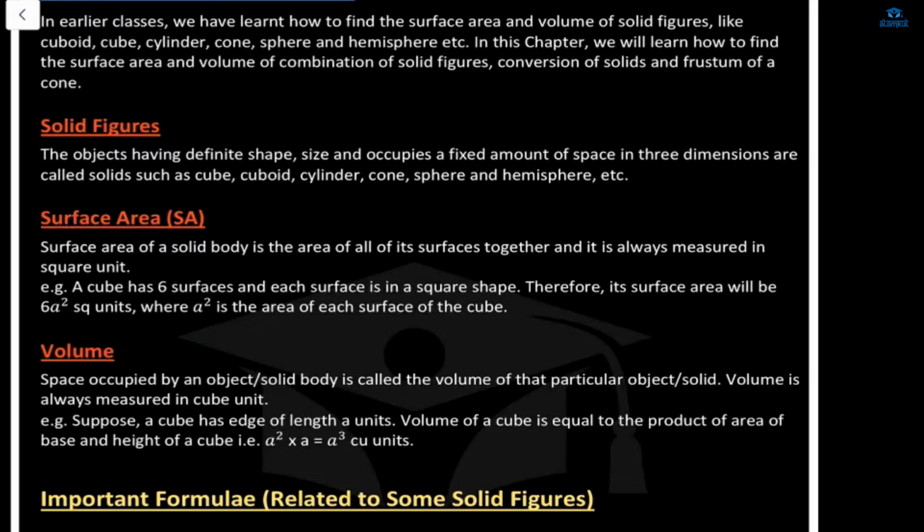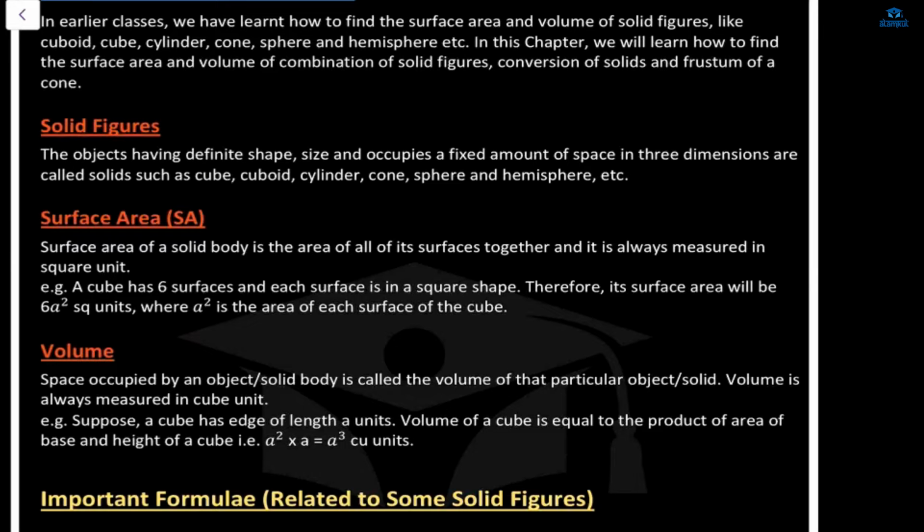The cuboid is the three-dimensional form of a rectangle. Cylinder: if you rotate a rectangle in a circular form, you form a cylinder. A cone, if you cut that cone from the top, you'll get a frustum. Sphere: if you cut the sphere into half, then you'll get a hemisphere, like circle and semicircle.